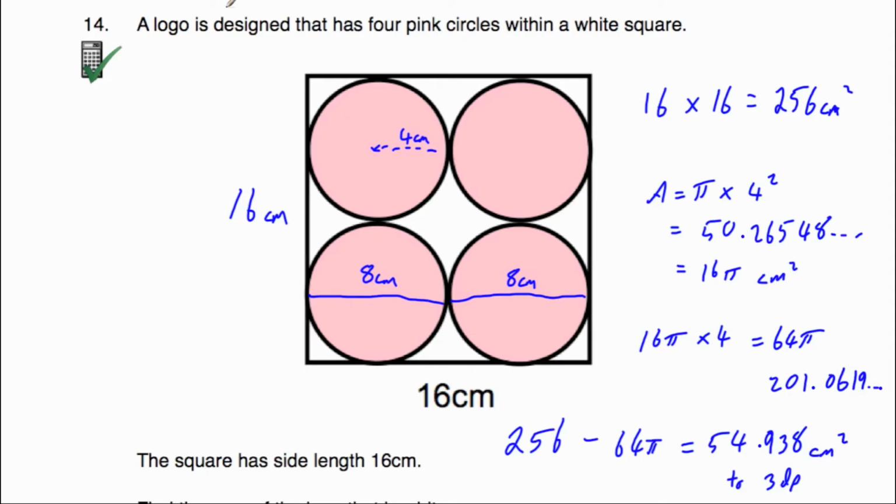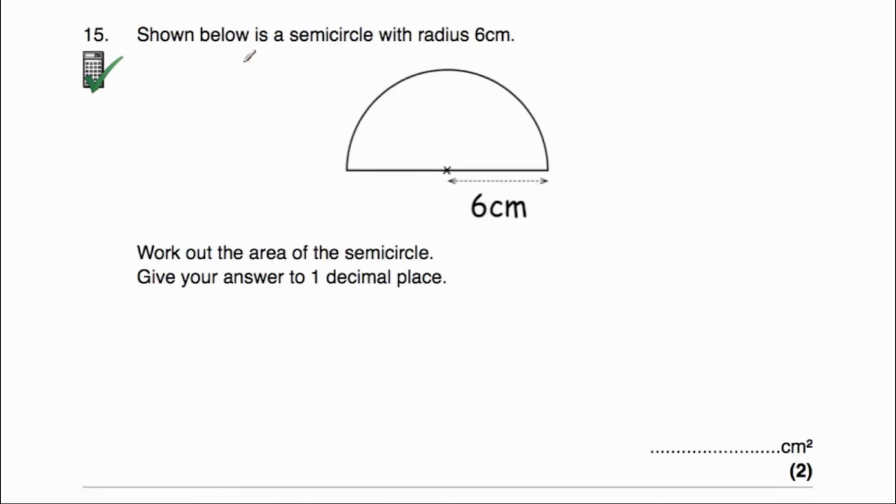Okay, let's have a look at our next question, question number 15. So question number 15, we've been given a semicircle with a radius of 6 centimeters. And there is a video on Corbettmaths dedicated to finding the area of a semicircle, so feel free to watch that video now if you want a bit more detail in finding the area of a semicircle, but I'm actually just going to do it now.